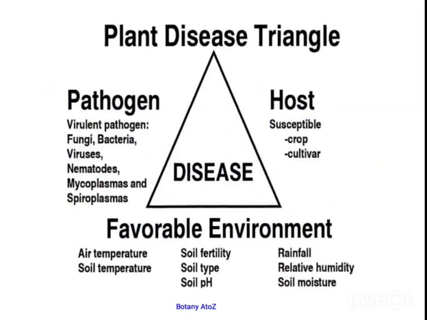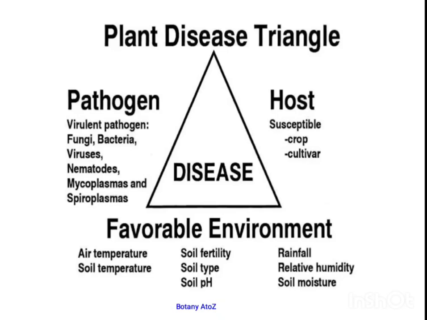As you can see in this diagram, a plant disease needs three factors which make a triangle. The first one, the susceptible host, for example, a crop, a cultivar, a plant. The pathogen, which is virulent and which is specific for that very host, like a fungi, bacteria, virus. It should be specific for it, and it should be virulent. And the third factor, the favorable environment.